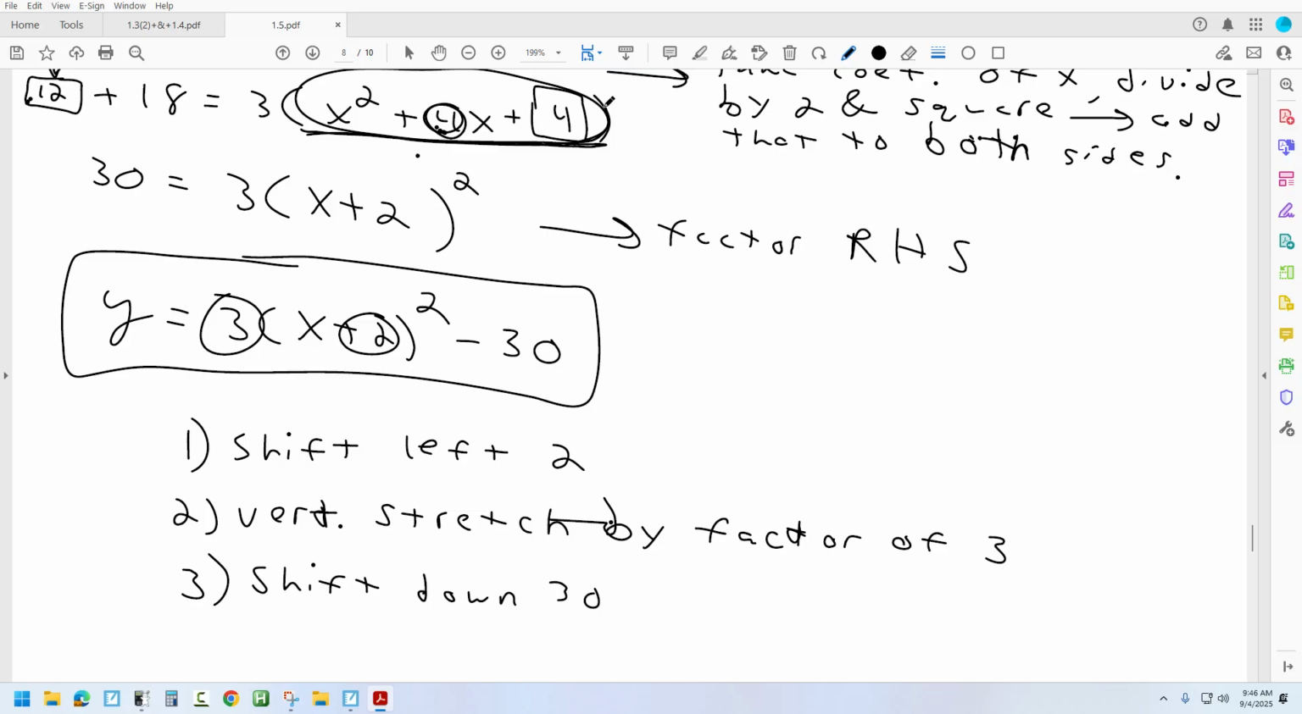How is it left 2 if it's plus? So remember, think of it like this. Think of the number that comes after the minus sign. Minus 2 shifts it left 2. Whenever you see this kind of pattern, it will shift to the left 2. This kind of pattern would shift to the right 2. But earlier you said that it was the opposite.